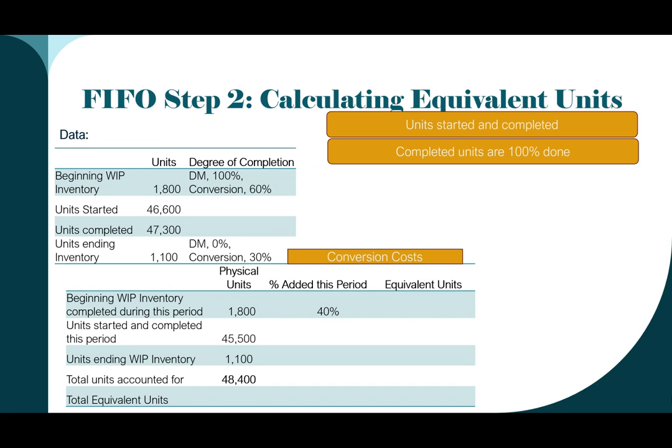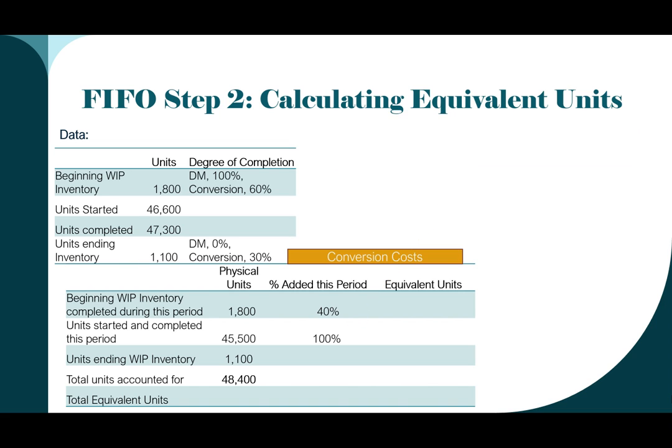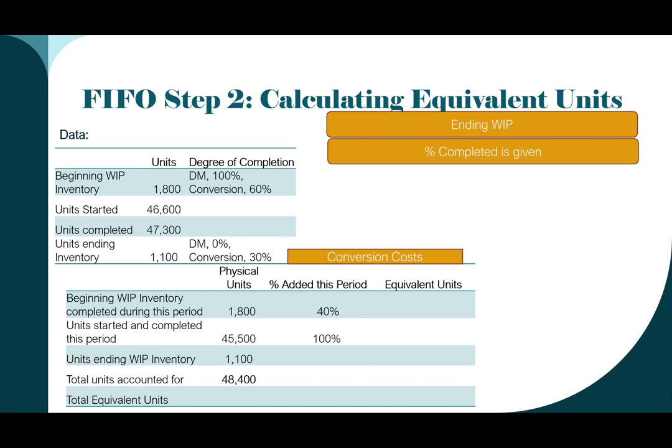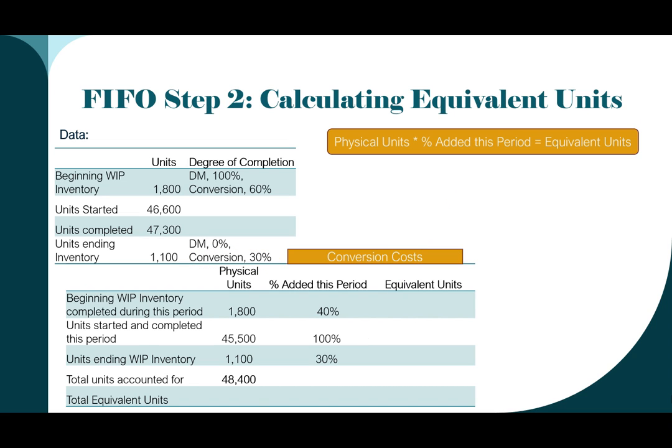Again, we look at our units started and completed. They're completed, so they're 100% done. So we put 100% in our table. And lastly, we look at our units in ending inventory. We look at the amount given in the data table. It tells us they are 30% complete with regards to conversion. So we put a 30% in our table. Next, we calculate it out by taking the physical units times that percent added this period, and that gives us the equivalent units. And so we can see here that our equivalent units for conversion is 46,550.